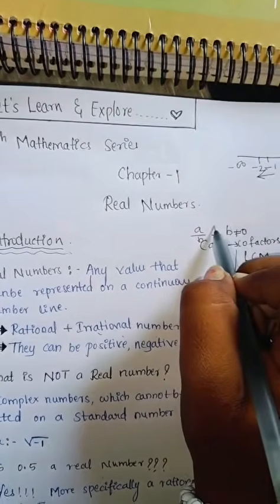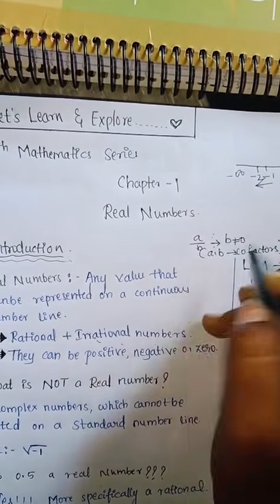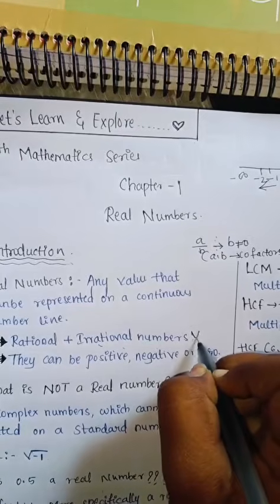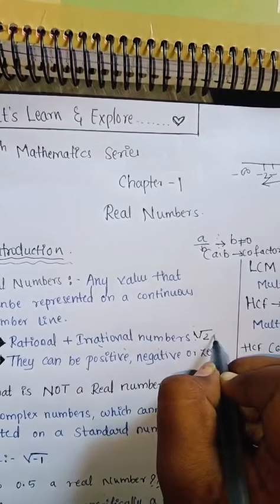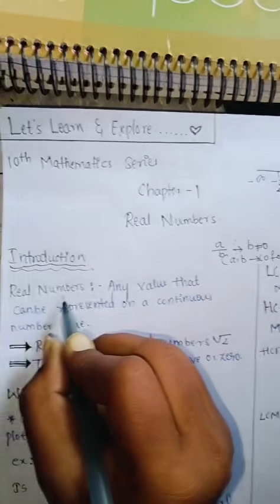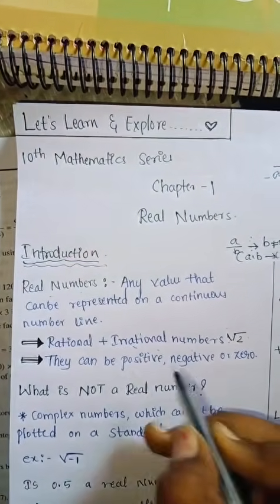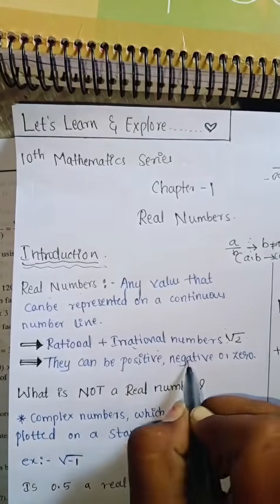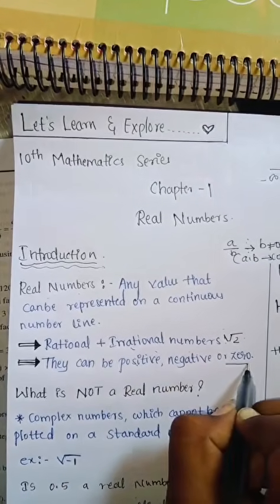Here, what are irrational numbers? Which cannot be expressed in the form of p by q. Like √2 is an irrational number. Also, it can be called as real numbers. Okay. Real numbers can be positive, negative, and also 0.